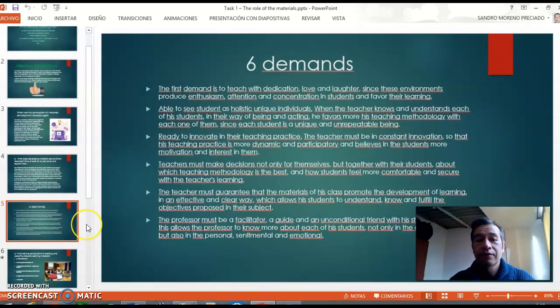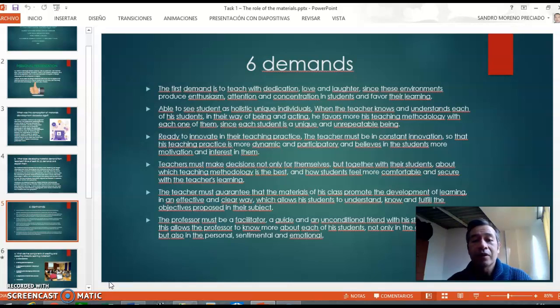6 demands. First, the first demand is to teach with dedication, love, and ethics, since these environments produce enthusiasm, attention, and concentration in students and favor their learning. Second, be able to see a student as a holistic individual. When the teacher knows and understands each of his students in their way of being and acting, he favors his teaching methodology for each one of them, since each student is a unique and irreplaceable being.